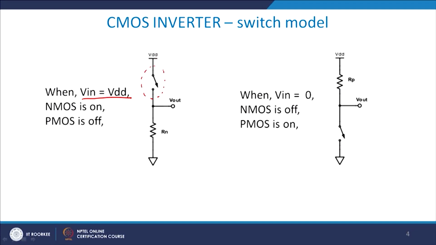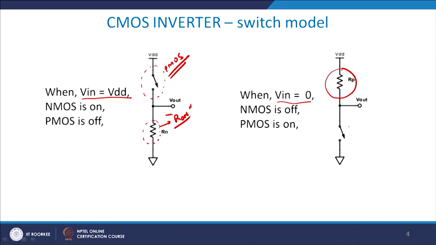So, as you can see in the switch model, if you look here, this is my PMOS. PMOS is basically open circuited, whereas NMOS is closed circuited with resistance equal to R on. R on is the transient resistance between source and drain of the MOS device, and that is the reason it is complementary, meaning both are not on together.